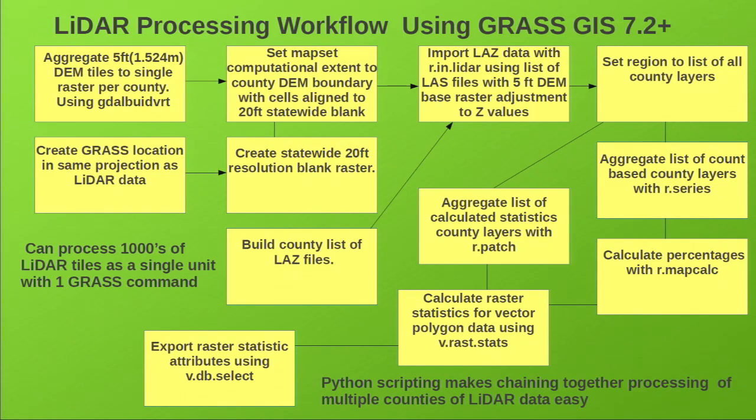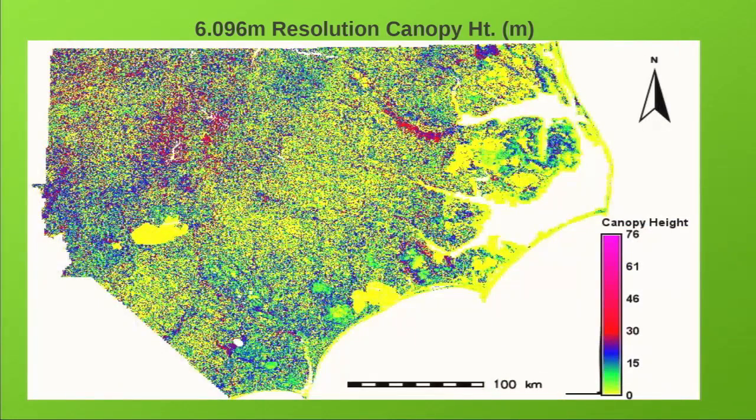You processed all the counties for canopy height or point counts to do percentage of points, and then you merge them all into one big layer and start looking at the statistics for the features that you are interested in across the whole area. So this is what the canopy height looks like.